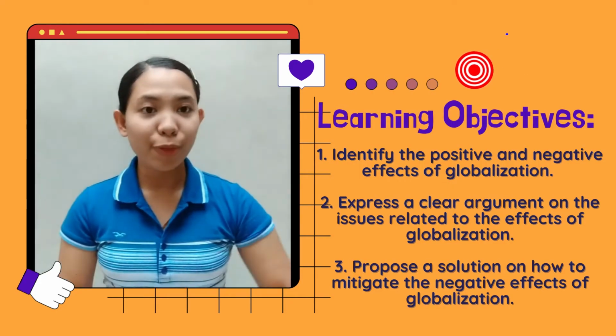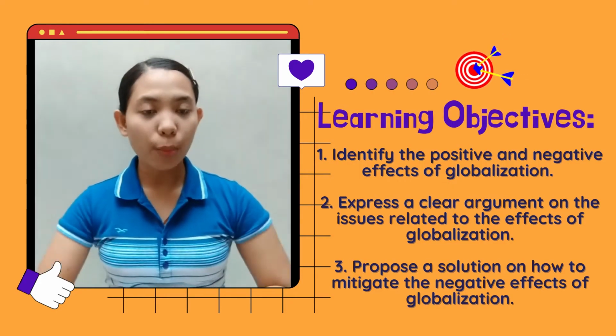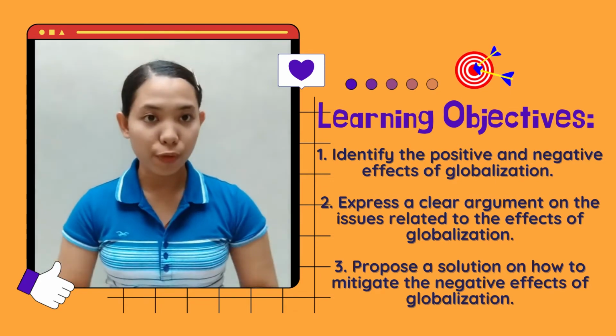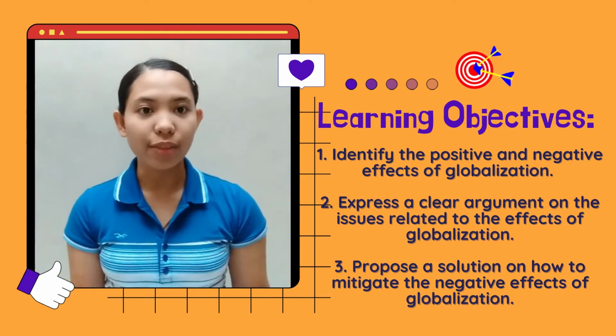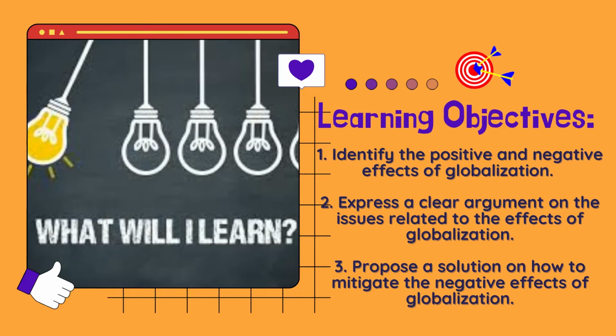Now suppose our topic for today will be the effects of globalization specifically in the Philippines. Our learning objectives include: first, identify the positive and negative effects of globalization. Second, express a clear argument on the issues related to the effects of globalization. And lastly, propose a solution on how to mitigate the negative effects of globalization.